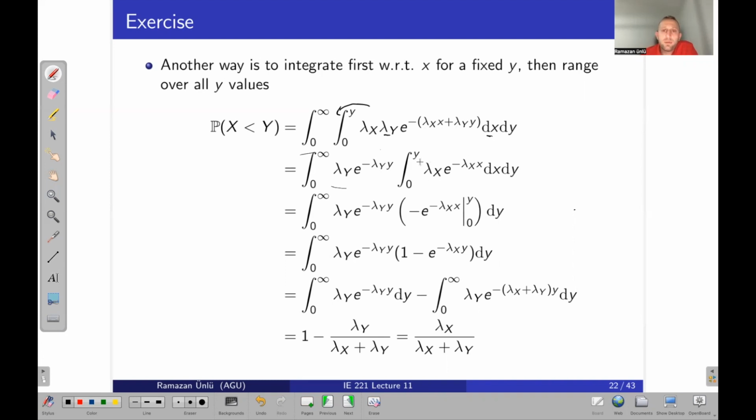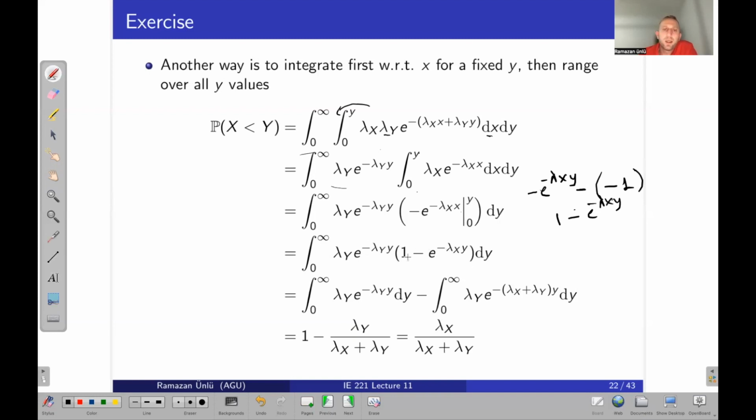So if I get the integration of this guy, that will be minus e to the minus lambda x, and that will be evaluated for y and 0. And the result will be 1 minus e to the minus lambda x y. Because if you give y here, that will be minus e to the minus lambda x y, minus, and if I give the 0 here, that will be 1, and there is a minus here, so minus 1. So this guy will be 1 minus e to the minus lambda x y.